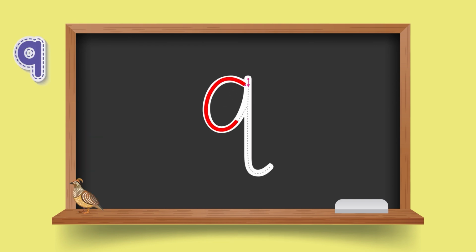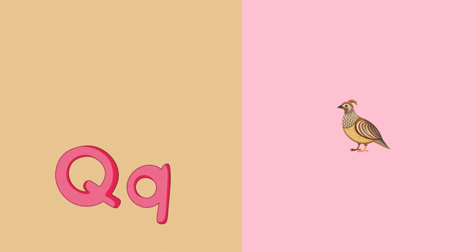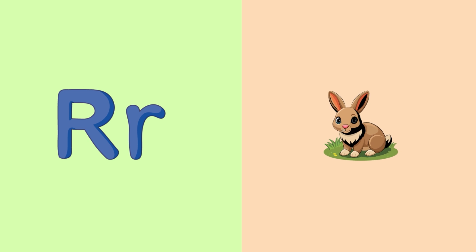All the way round, up and down with a tail. Q is for quail. Let's learn the letter R. Draw a straight line down, up, then add a small curve to the right. R is for rabbit.